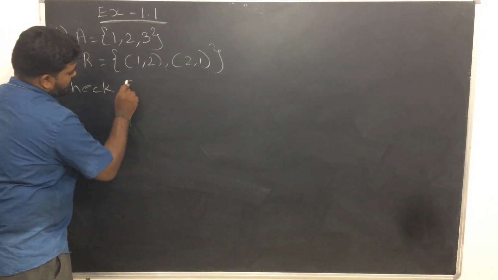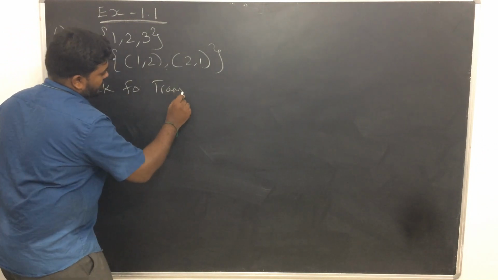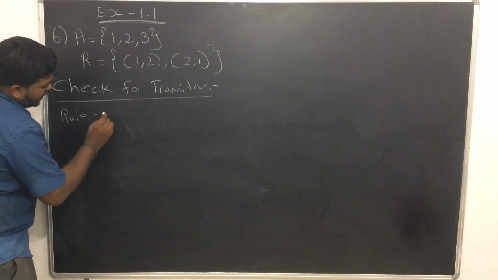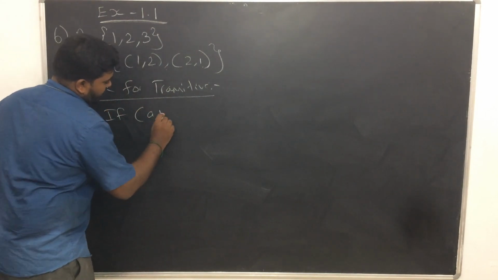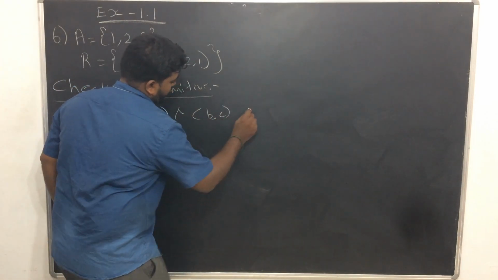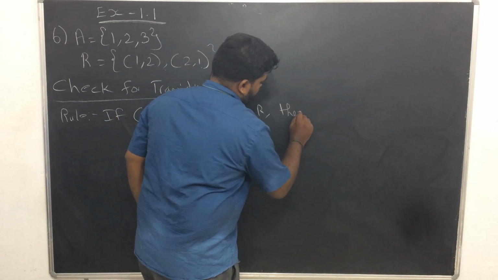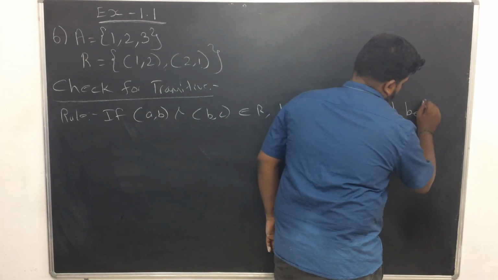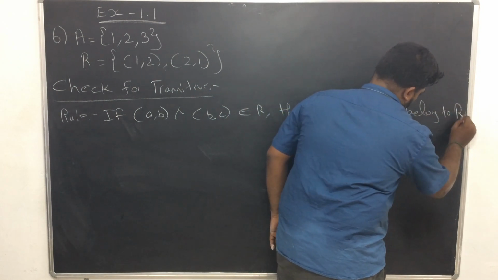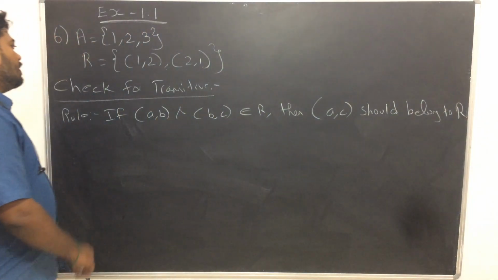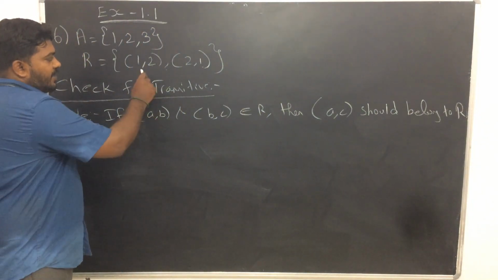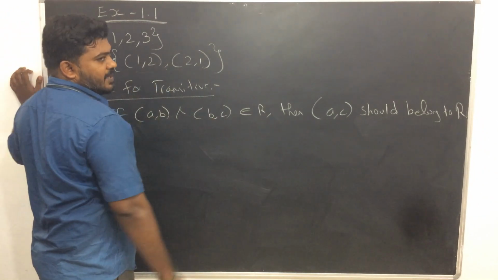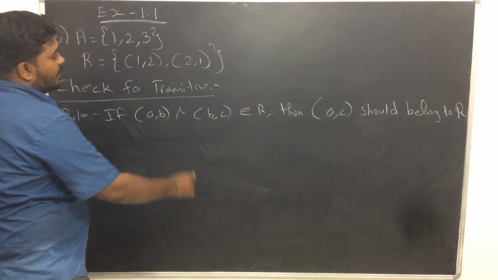Now let's check for transitive. We are done with reflexive and symmetric, and we are moving on to transitive. What is the rule? We start by writing the rule always. If (a, b) and (b, c) belong to R, then (a, c) should belong to R. This is the rule for any relation to be proved to be transitive. Looking at the values of R, take the first pair, (1, 2). If that is (a, b), do we have (b, c) in the relation? Yes.